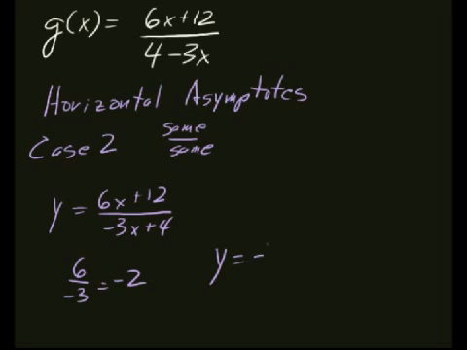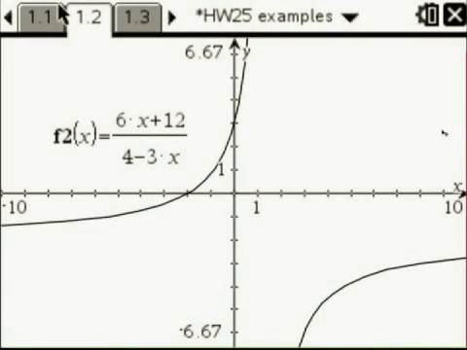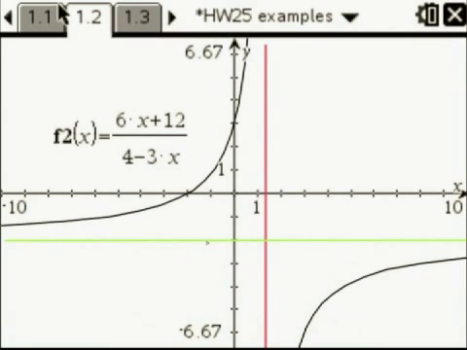It would help to have a visual of some of this, so I'll tell you what. The vertical asymptote of, if you recall, 4/3 would look like this, and the horizontal asymptote of negative 2 would be this line.